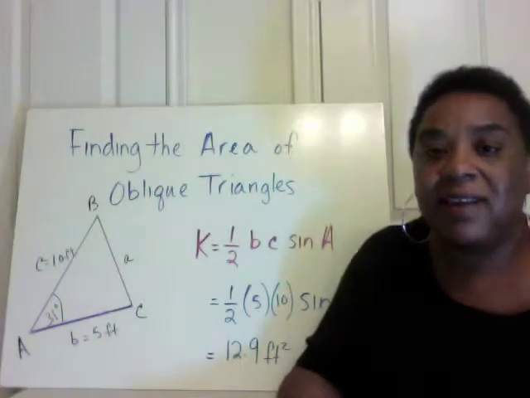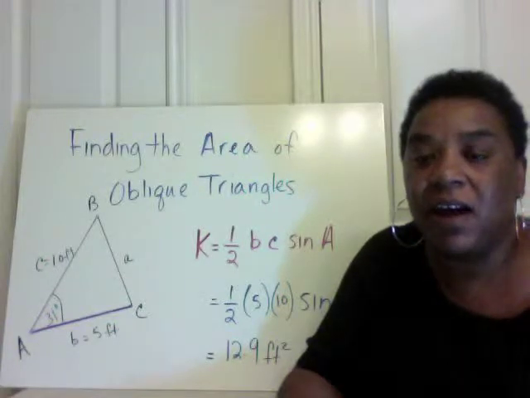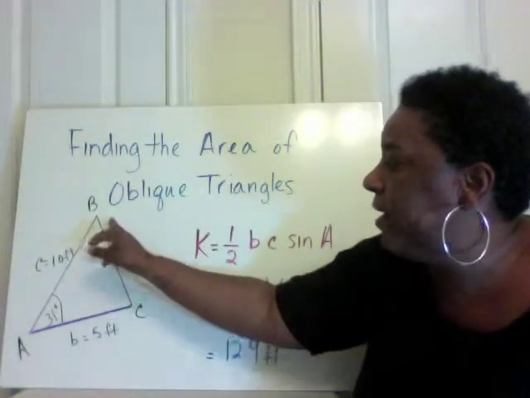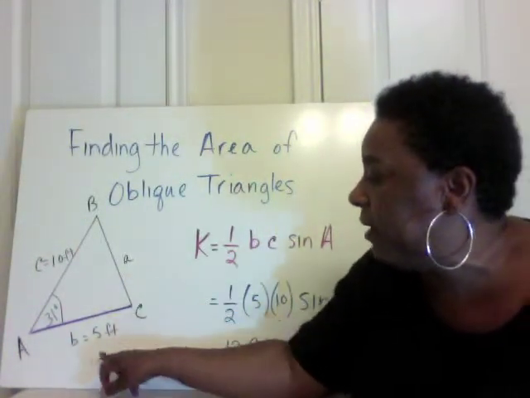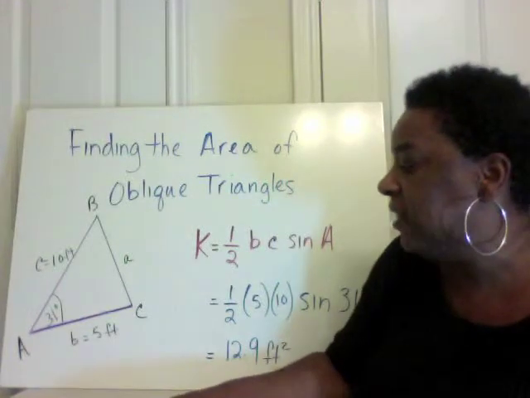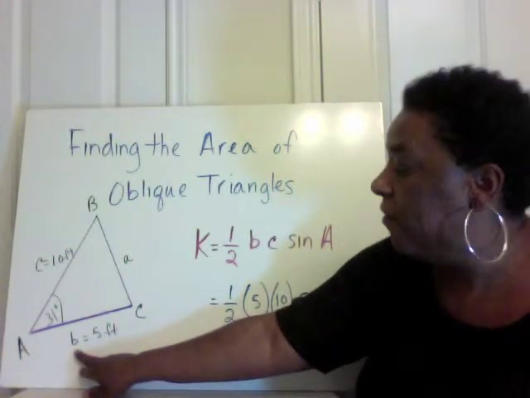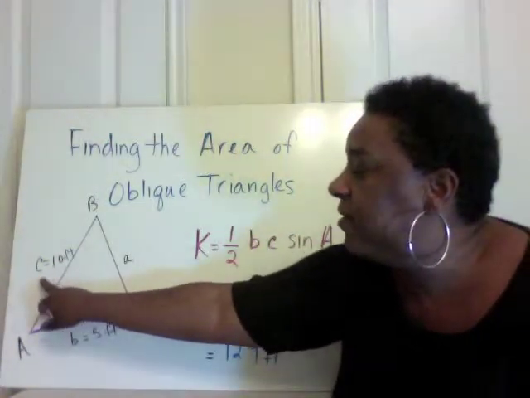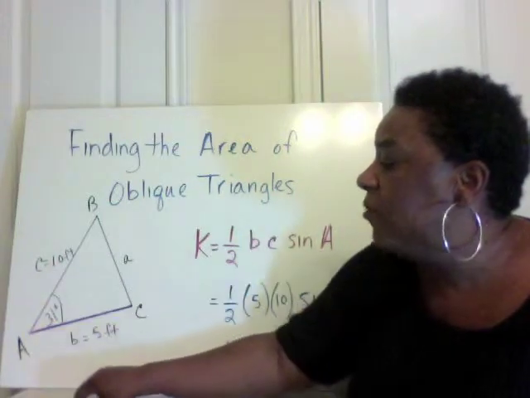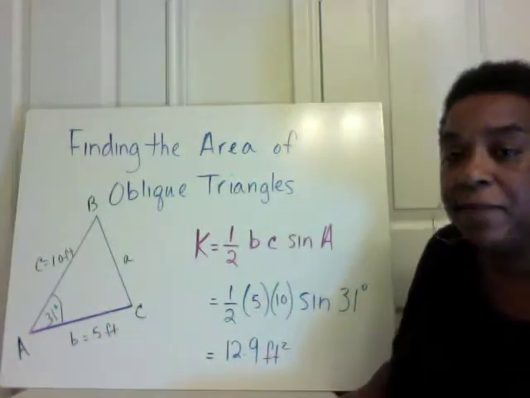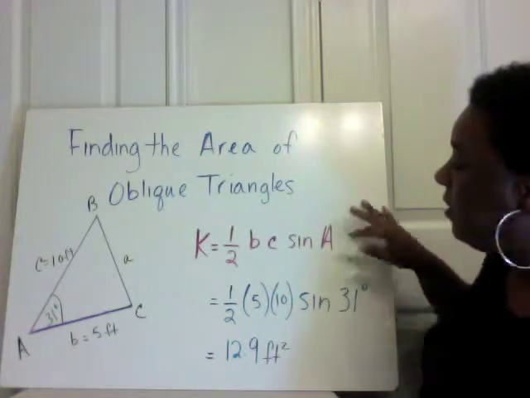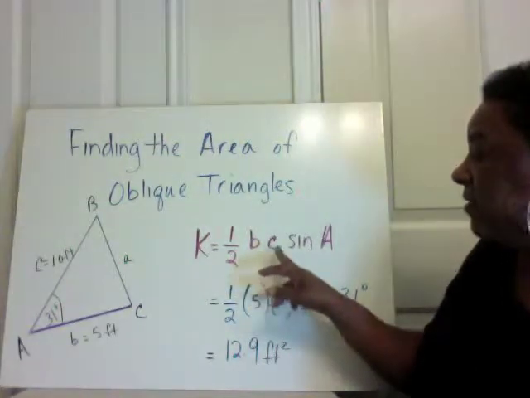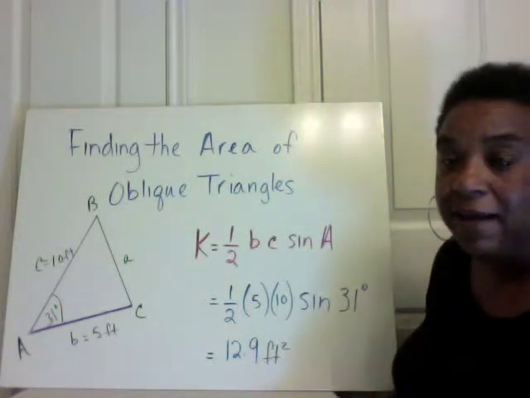So let's look at an example where we can find the area of a non-right triangle. Here we have a triangle ABC, and the sides are labeled a, b, and c, and we have the lengths of two of our sides in the triangle. Side b is 5 feet, and side c is 10 feet, and we have the measure of angle A. So we can use the formula K, which stands for the area, is equal to 1/2 times b times c times the sine of A.